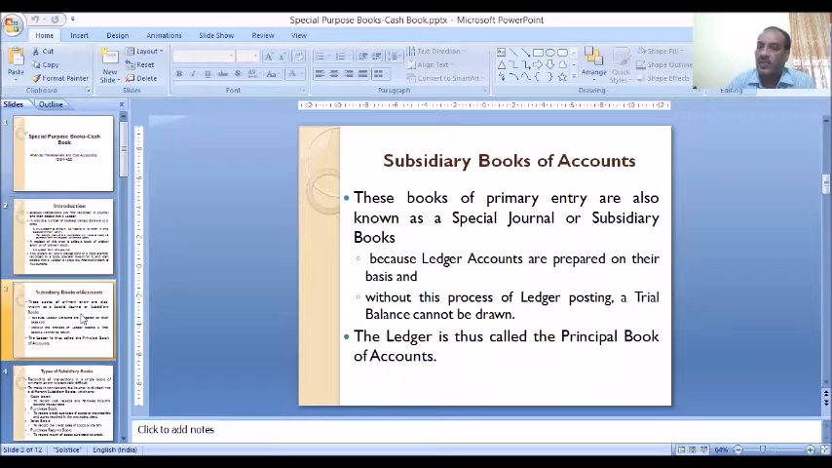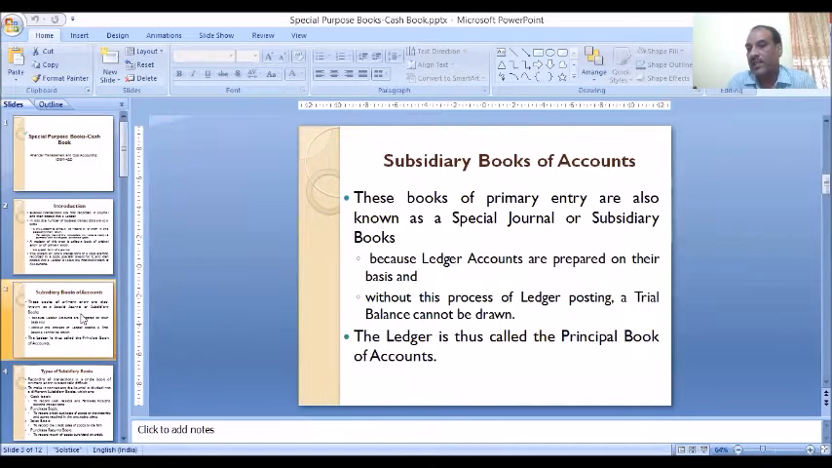So, subsidiary books of accounts: these books of primary entry are also known as special journals or subsidiary books of account. Ledger accounts are prepared on the basis of the information, the records maintained in these books, and then transferred to the journal. And from the journal, those are posted into the ledger. So for posting in the ledger, we require the information, and the first entry to make it practical is done in the subsidiary books. Without this process of ledger posting, a trial balance cannot be drawn.